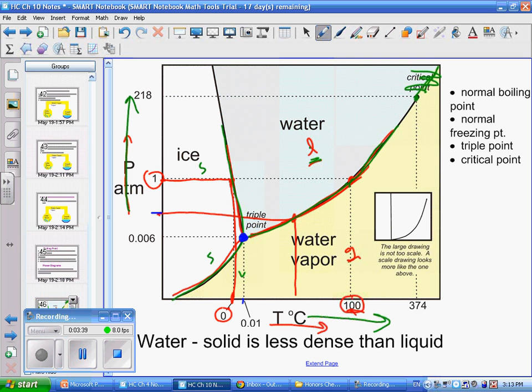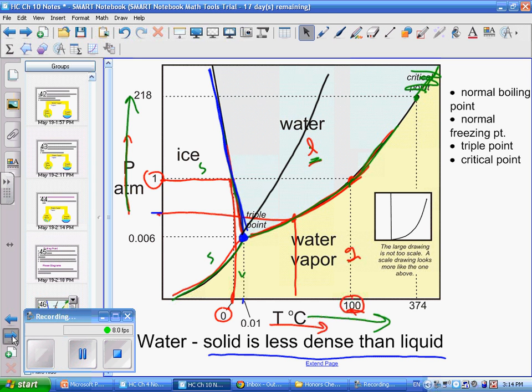The last thing I want to say about this is because water has a solid which is less dense than its liquid, I see a negative slope on the ice to water equilibrium line here, a negative slope. All the other phase diagrams, because their solid is more dense than their liquid, I see a positive slope here, but not liquid water. All right, let's move on to another one.